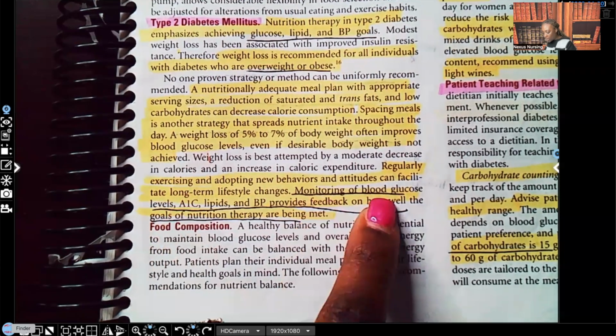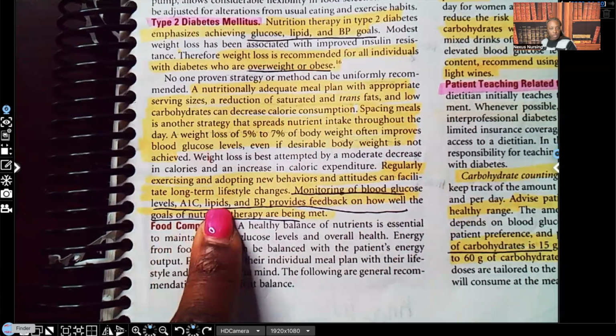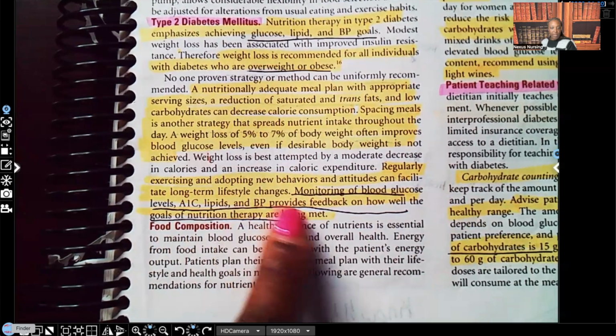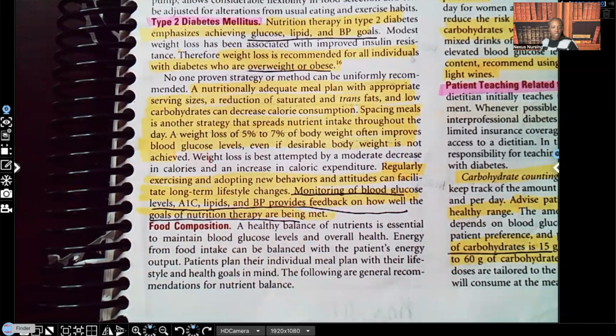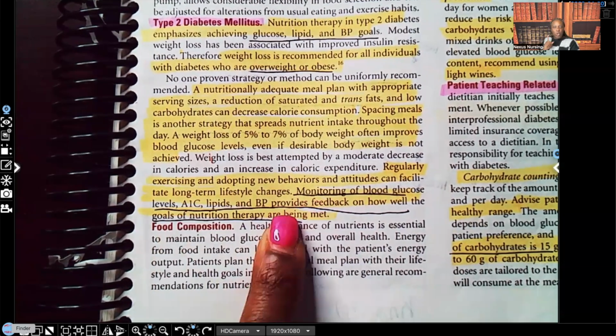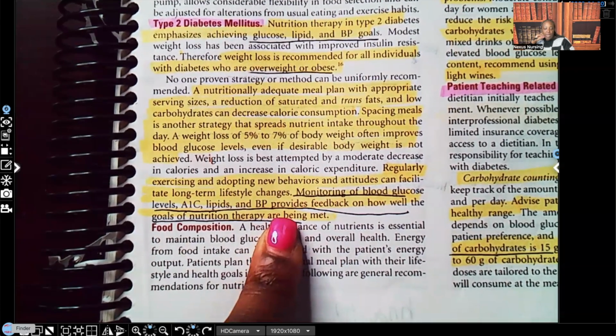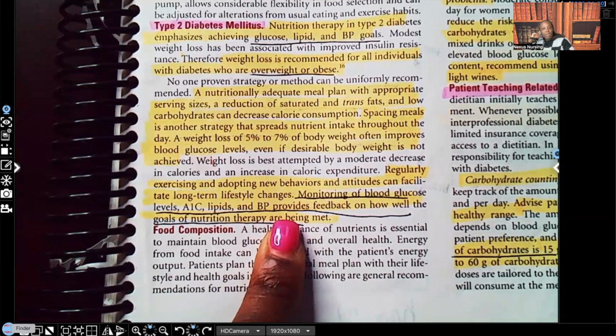Monitoring of blood glucose levels, hemoglobin A1C, lipids, which is your cholesterol, and blood pressure provides feedback on how well the goals of nutrition therapy are being met. Now, you see, out of all of these, if you had to choose just one that would give you feedback on how well the goals of nutritional therapy are being met, if you had to choose just one, what would it be, guys?